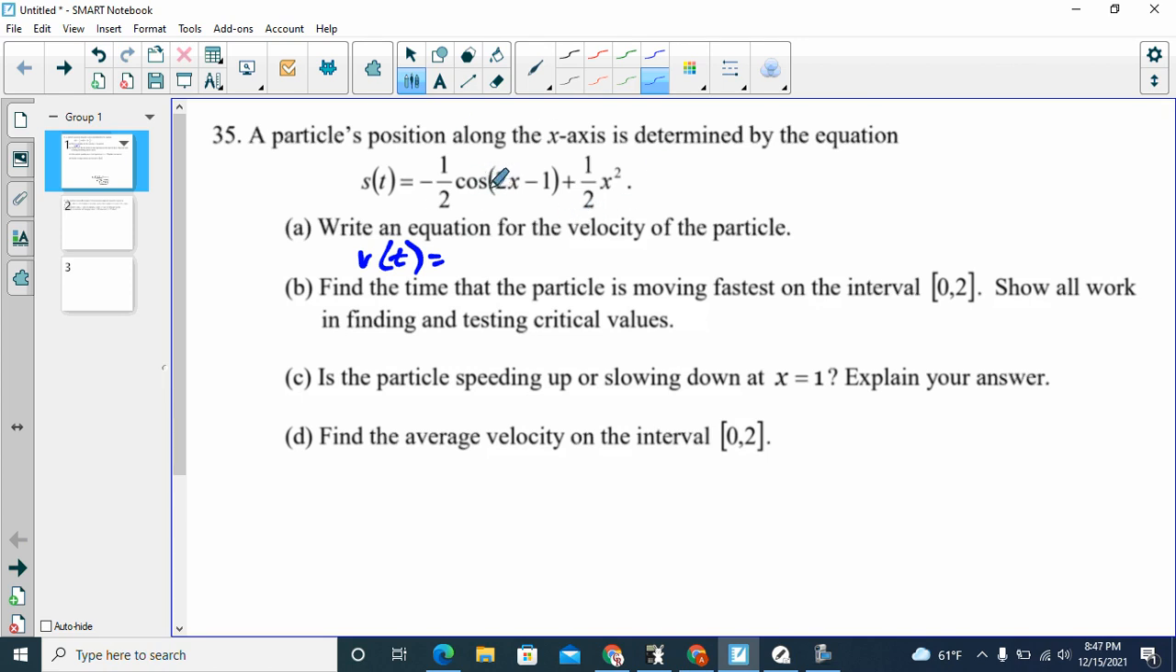Derivative of cosine is negative sine. So I've already got a negative sign out there. So I've got negative 1/2 times negative sine of 2x minus 1 times the derivative of 2x minus 1. There's the chain rule.